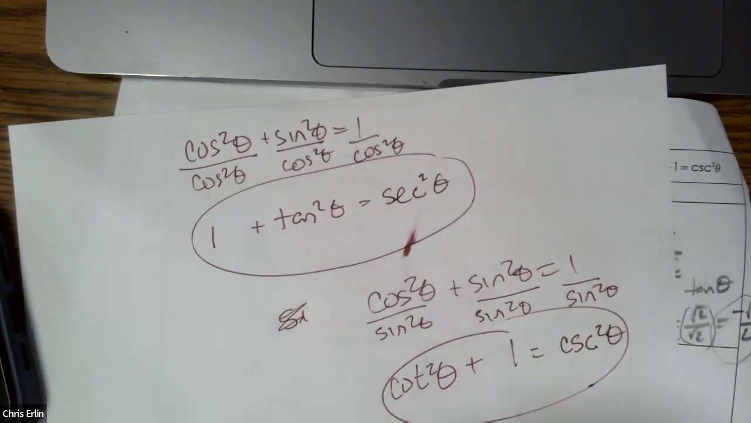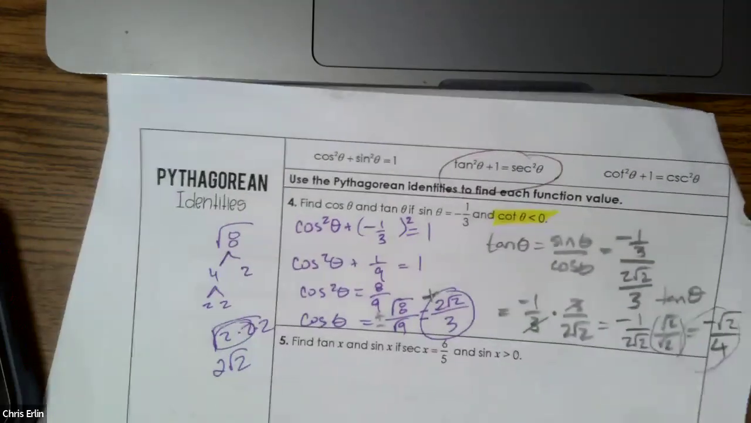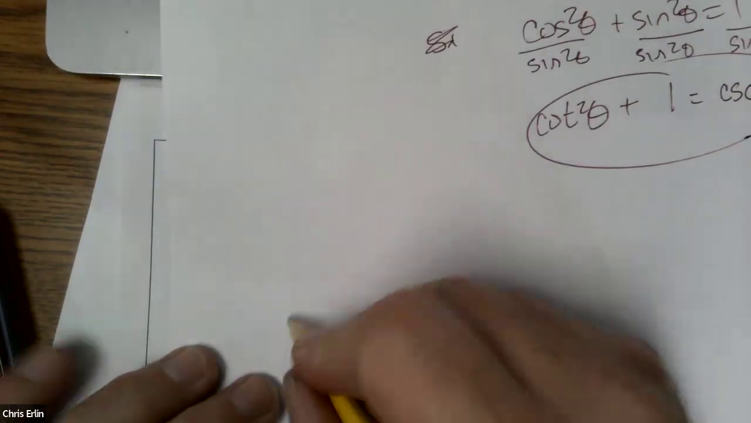So again, you guys should be able to derive these. Questions on that process? Okay. Let's talk about the cofunction identities.